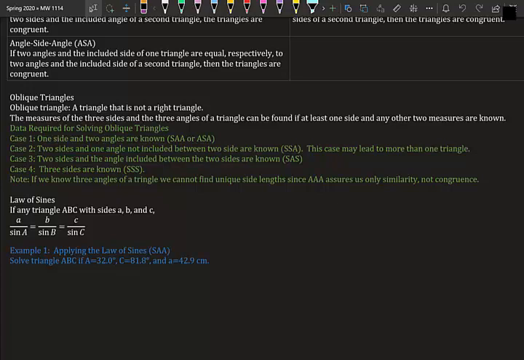If we know three angles of a triangle, we cannot find unique side lengths, since AAA assures us only similarity, not congruence. So basically, you need a side. If you don't have a side, you're not going to be able to solve the triangle.